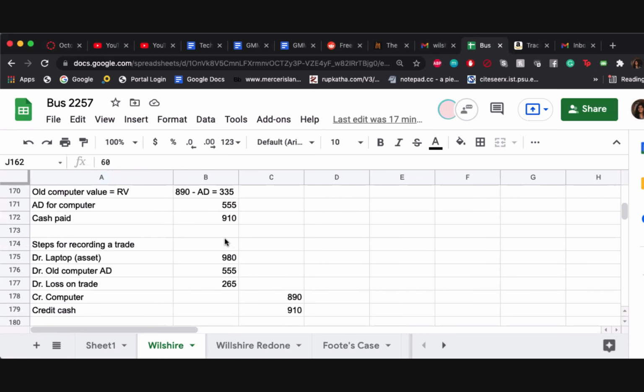the steps for recording a trade: the first thing you need to do is debit the new asset that you've purchased. You need to credit cash for the selling price of the computer, which is $980, minus any benefits that you might have received from trading in. So $980 minus 70, so $910 is the cash that actually left your pocket. Then obviously you need to take the old asset off of your books. There are 2 steps that we need to do to take an asset off of our books.